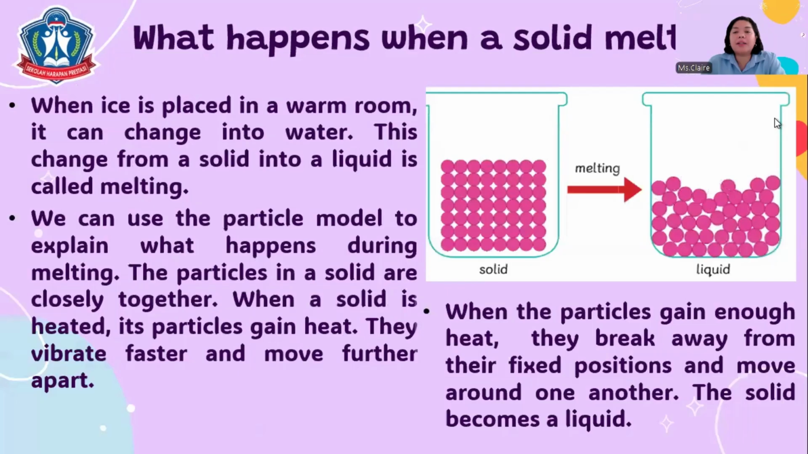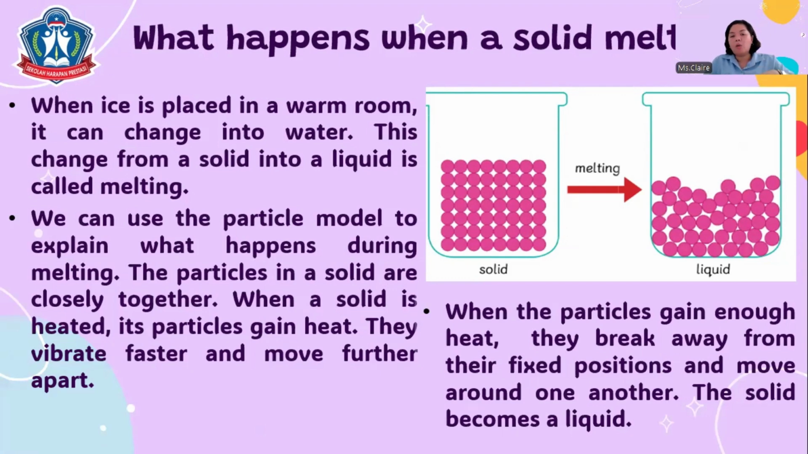So what happens when a solid melts? When ice is placed in a warm room, it can change into water, and that is what we call melting, from solid to liquid. We can use the particle model to explain what happens during melting. The particles in a solid are closely together. When a solid is heated, its particles gain heat. They vibrate faster and move farther apart. When the particles gain enough heat, they break away from their fixed positions and move around one another. So the solid now becomes a liquid.